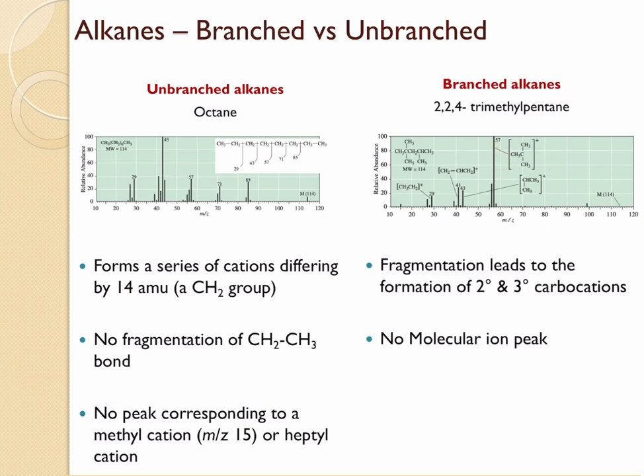2,2,4-trimethylpentane. And apart from that, there is also a peak at 43, which corresponds to this secondary carbocation, isopropyl cation. And also another thing with respect to the branched alkanes is that you are not going to see a molecular ion peak. The molecular ion peak is missing because we know that the molecular weight of this compound is 114, and you don't see a peak for the M/Z value of 114 here.